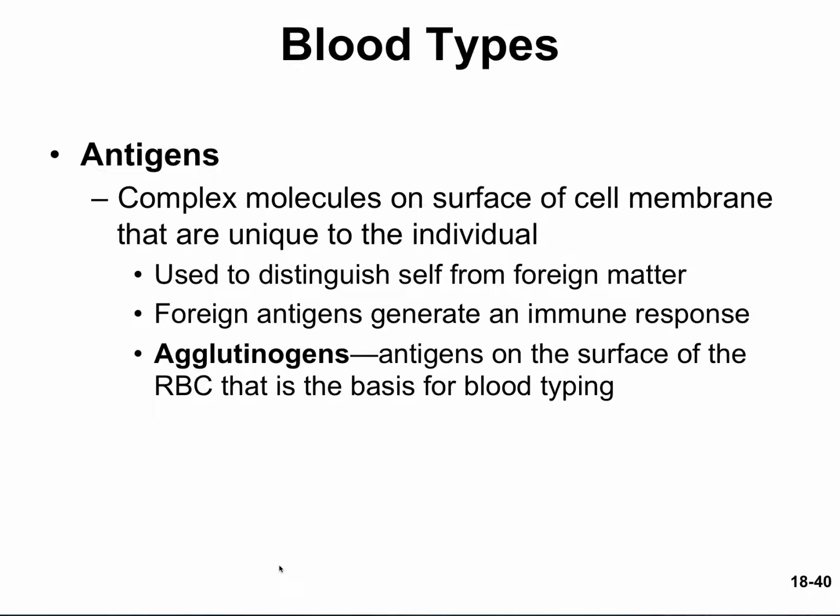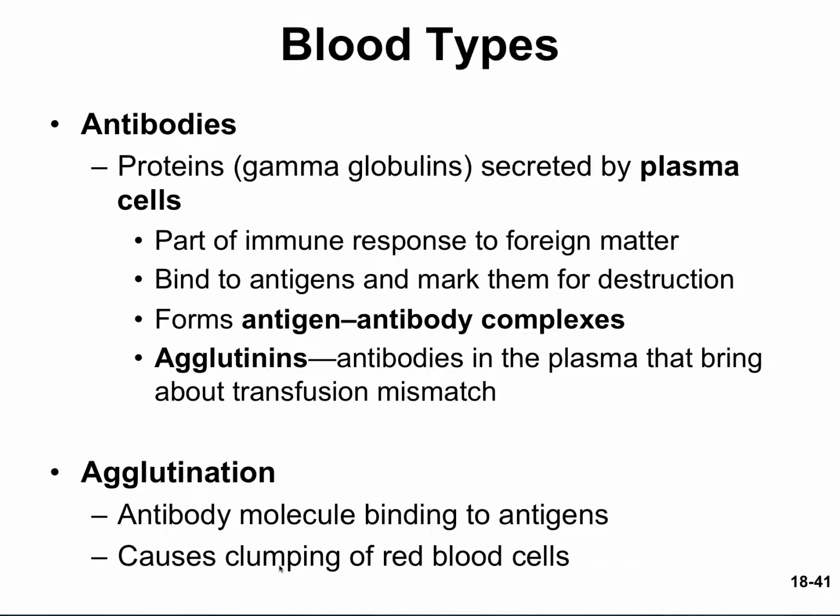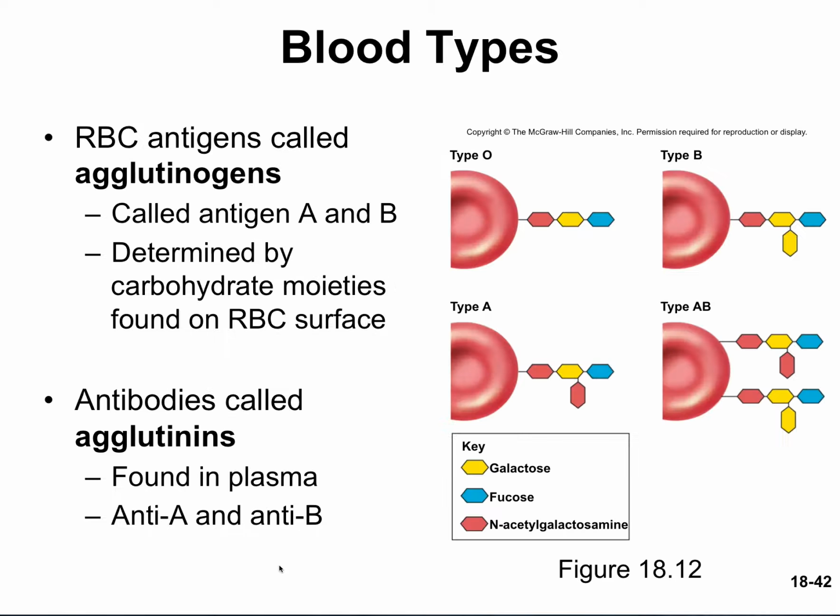Blood types. Antigens are the molecules on the surface of the cell membrane that are unique to the individual. The body recognizes a foreign antigen and generates an immune response. Antibodies are proteins secreted by plasma cells, and they're part of the immune response. They form antigen-antibody complexes, and an antibody molecule binding to antigens causes clumping of red blood cells. Red blood cell antigens are called agglutinogens, and there's A and B, and the antibodies are found in plasma.